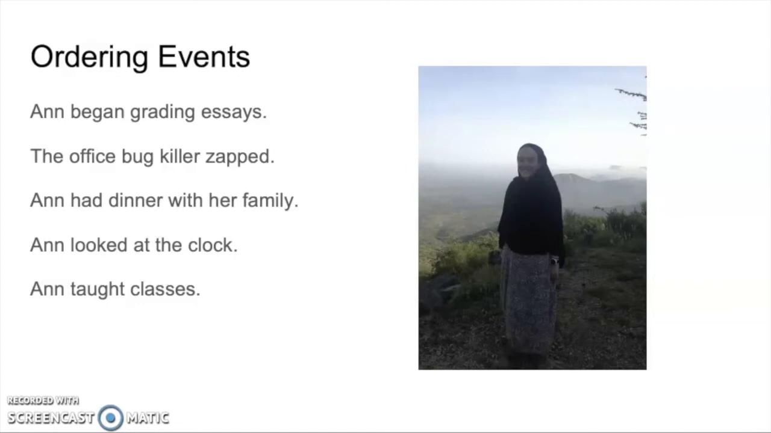You had to place the following events in the correct order. Anne began grading essays. The office bug killer zapped. Anne had dinner with her family. Anne looked at the clock and Anne taught classes. Looking at the passage, your first instinct might be to place Anne teaching classes as the first event. After all, it is the first event that shows up in the reading.